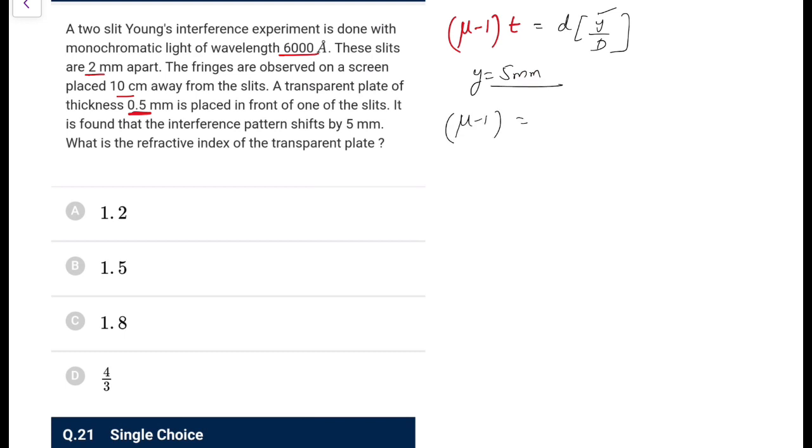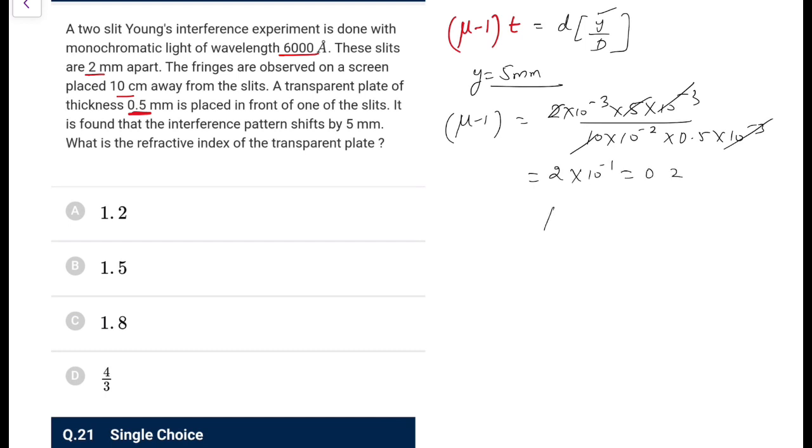So mu minus 1 would be: D is 10 centimeter, d is 2 mm, y is 5 millimeters, and t is the thickness. D is 10 into 10 to the power minus 2, and thickness is 0.5 into 10 to the power minus 3. This goes, this would be 1, this is 2 into 10 to the power minus 1, or you can say 0.2. So mu is equal to 1.2. Go with option A in this particular case.